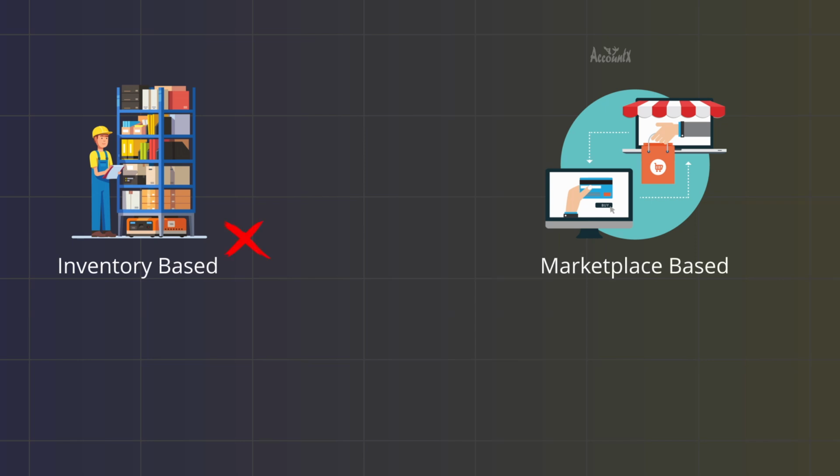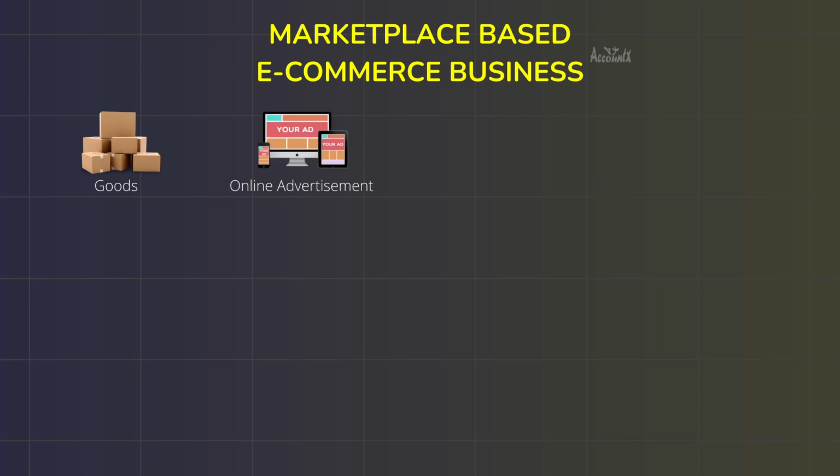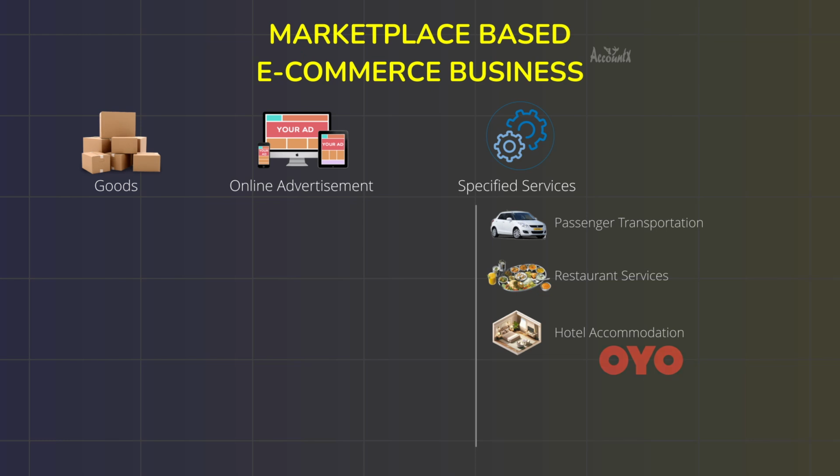To put it differently, these are applicable only for businesses following marketplace-based model, and e-commerce businesses which follow this model can be broadly classified into 4 different categories. 1. Goods, that is e-commerce business supplying goods. 2. Online advertisement services. 3. Specified services. This can further be classified into 4 different subcategories: passenger transportation on platforms like Ola, Uber, restaurant services on Swiggy, Zomato, accommodation on Oyo, and housekeeping on Urban Company. 4. Let's include rest of the services and call this category as other services.